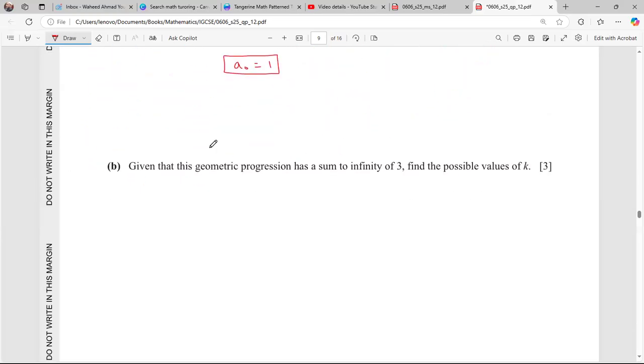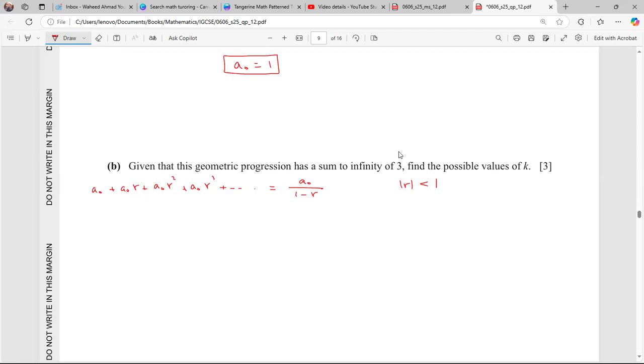Now the next question is, given that this geometric progression has a sum to infinity of 3, find the possible values of k. Remember, when we have a geometric progression a0 plus a0r plus a0r square plus a0r power 3 and so on to infinity, the sum is a0 over 1 minus r. The condition is that r should be less than 1.